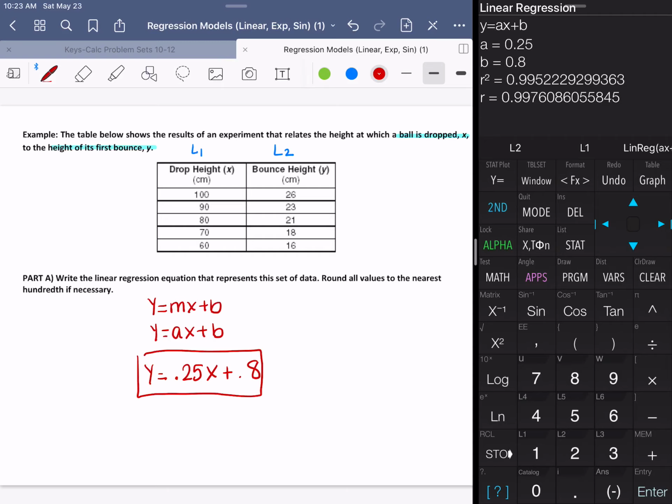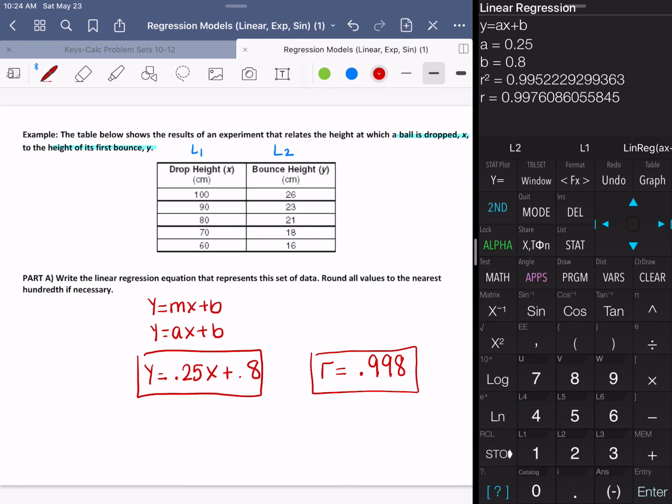Now, this R that you see in the calculator screen, the R is that correlation coefficient that we discussed. So this R, if you read the calculator, says 0.99 or if we round it, let's do 0.998. Let's round to 3 decimal places. That is your correlation coefficient.